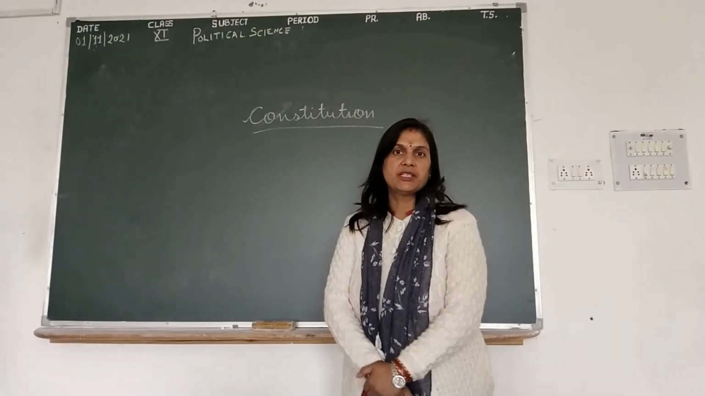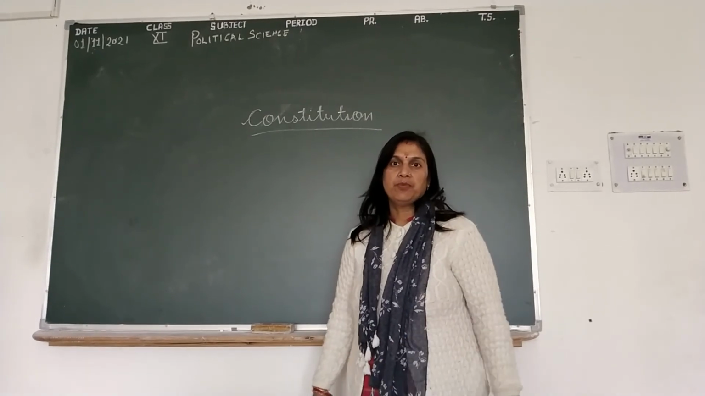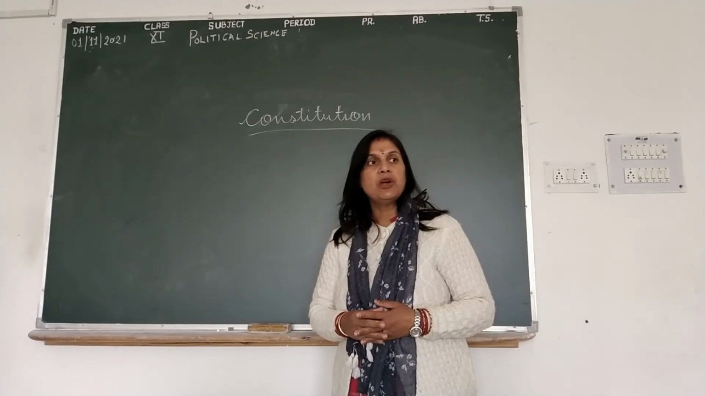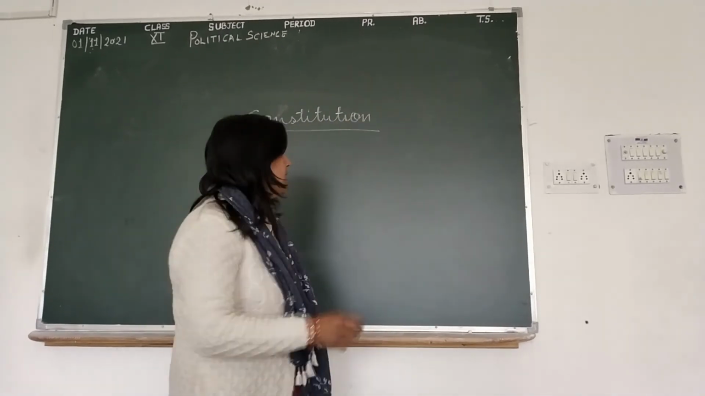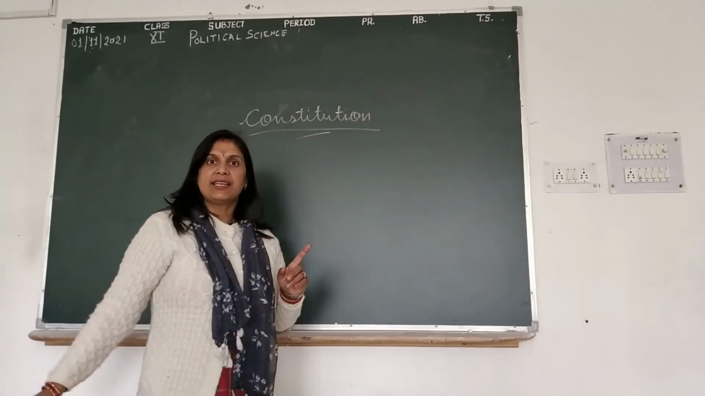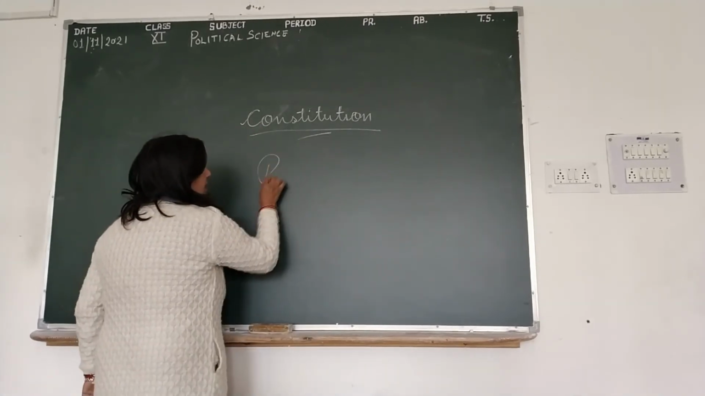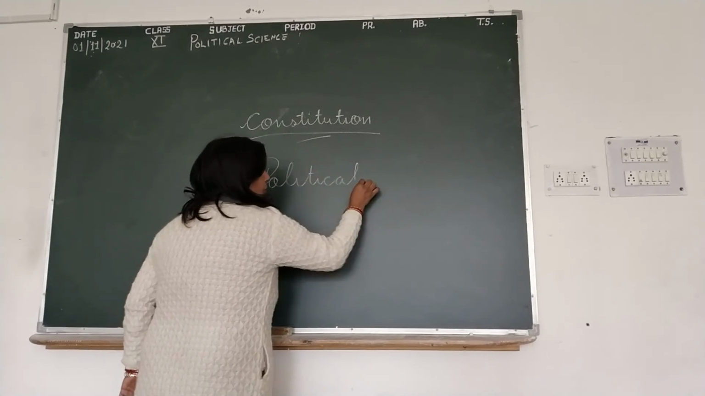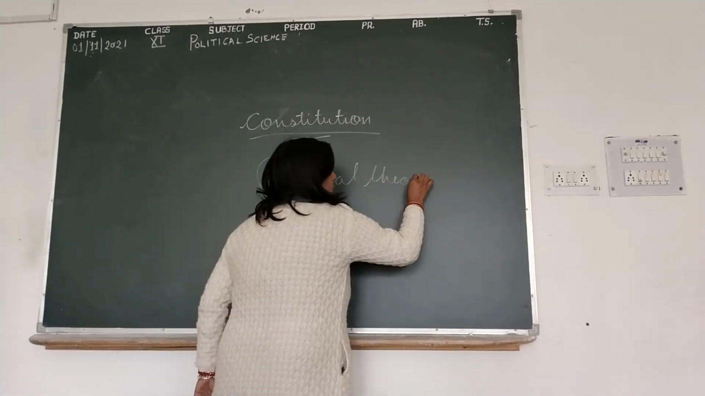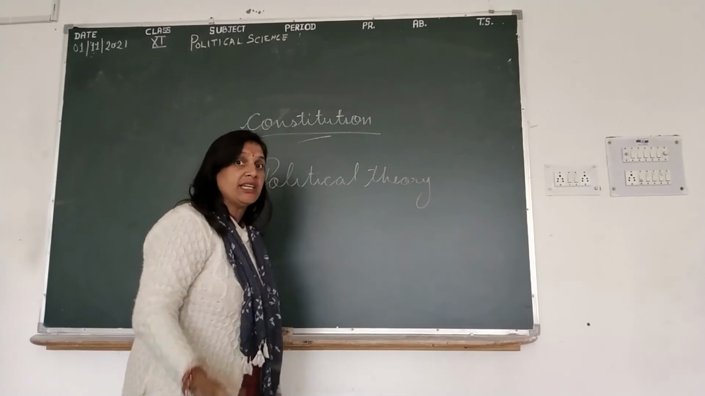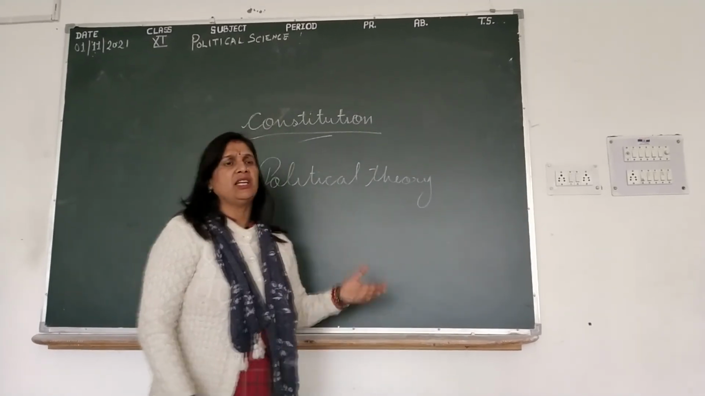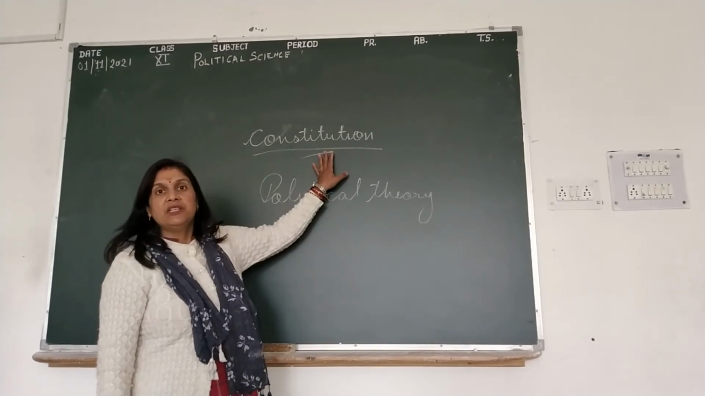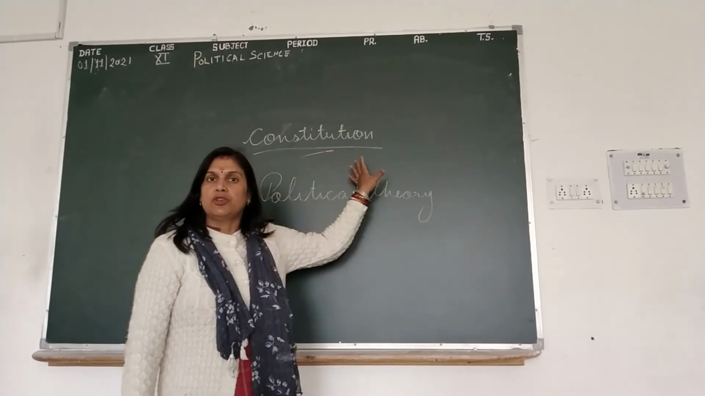Good morning, students. Myself Pushpa Samrala. Today I am teaching you political science. In political science, we have 2 books. One is Constitution and the second one is Political Theory. In Political Theory, we discuss secularism, equality, rights. Why do we need all these things? We discuss that in Political Theory, and in the first book we discuss the Constitution.